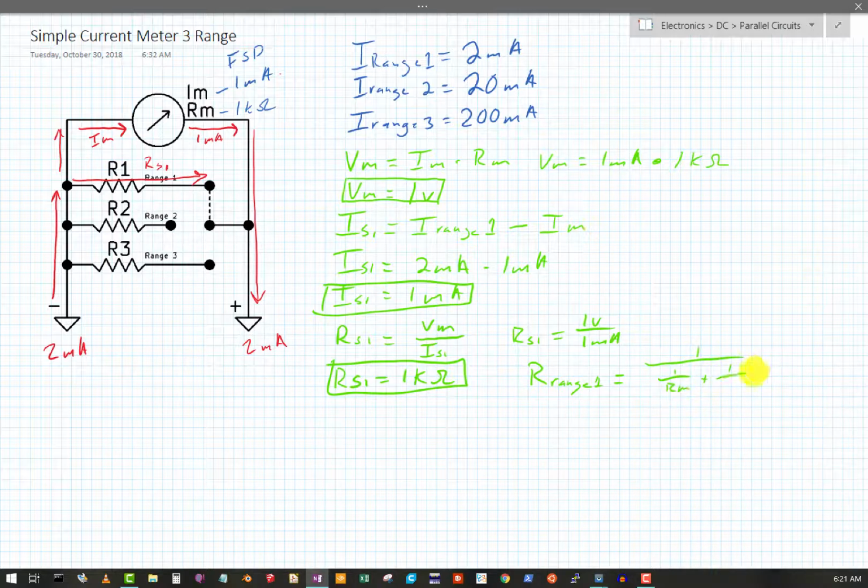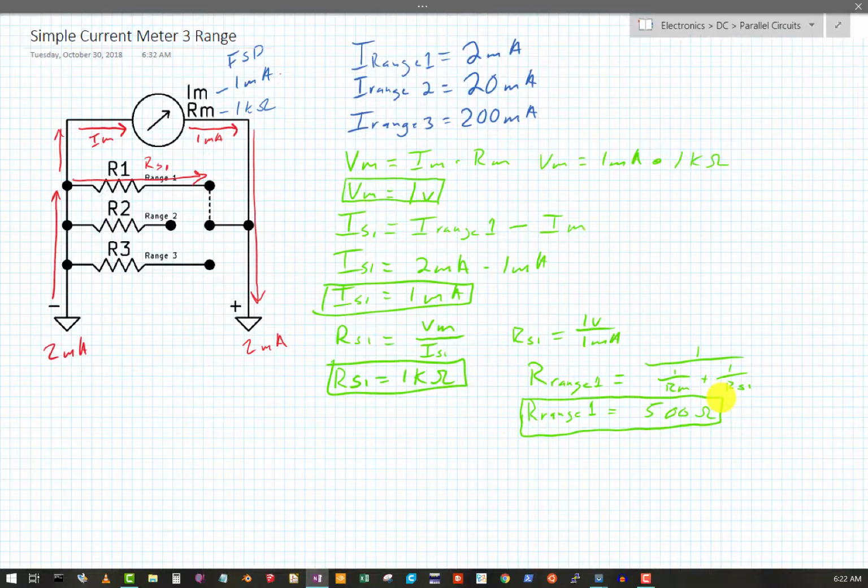Rm 1 over Rs1. Alright, and I see that they're equal numbers, so I already know that it's going to be 500 ohms. Two equal resistances in parallel are just going to be half of whatever the value. Okay, so there you go. So now we could build range 1, and we can run 2 milliamps through it and measure full scale deflection as 2 milliamps passes through the entire meter that we've just constructed.